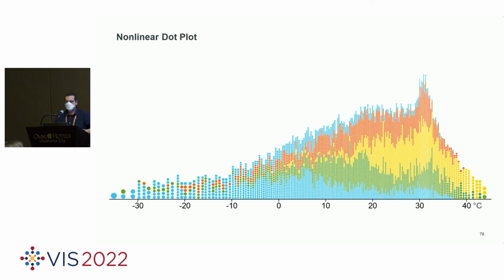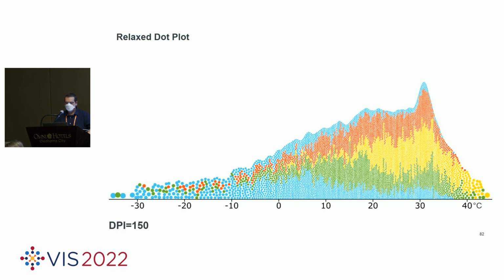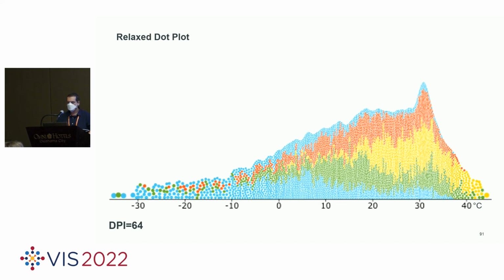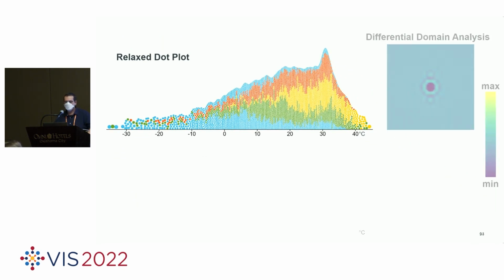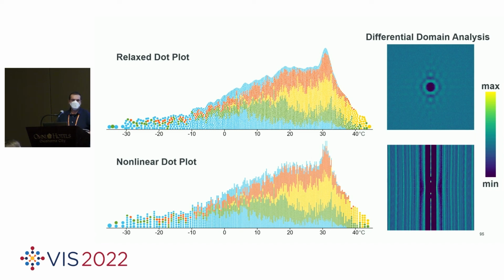Okay, so now let's apply our techniques to this previous example, and this is the result. There's much less moire effects, and the colors stay more constant across multiple resolutions. This is due to a blue noise property. So let's visualize this property with differential domain analysis to get a more objective view. Ideally, the result should be a dark spot in the center and an even distribution around it. As you can see, it's not ideal blue noise because we move the dots closer to their underlying data position. But compared to the previous result, there are much less vertical patterns.